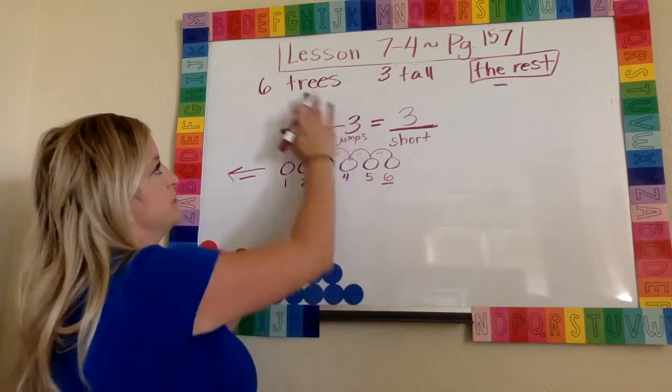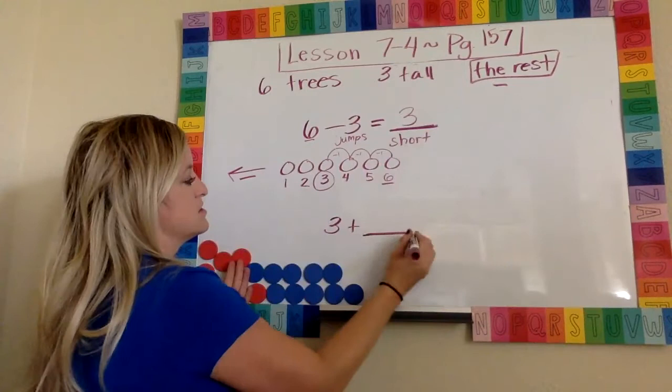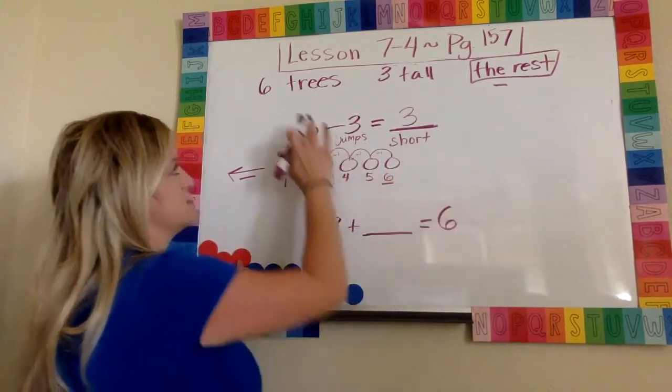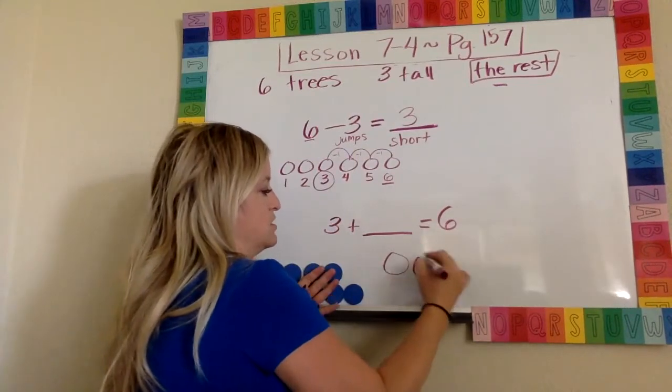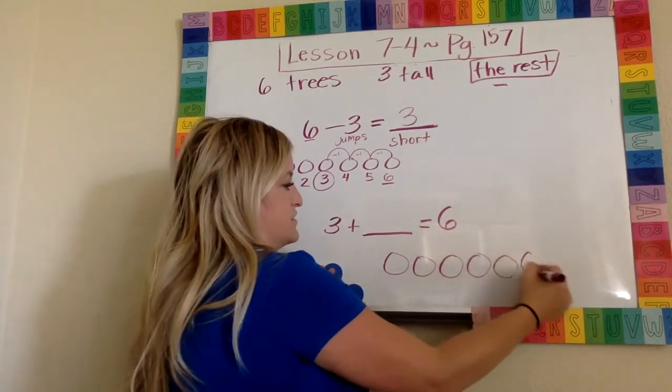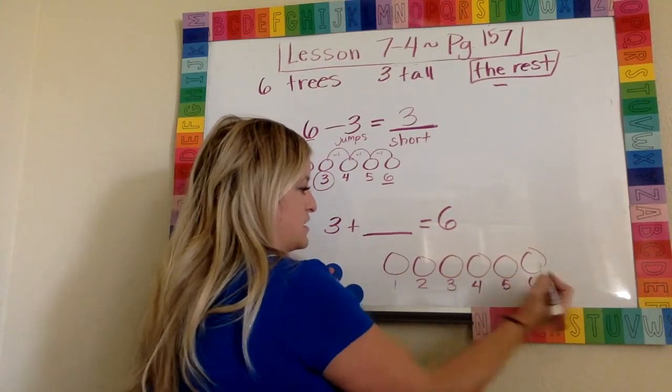Another way that I can flip this around if I don't know is I have 3 tall plus some that are short, and I have 6 total trees. If I'm doing this on the number line, it looks like this. 1, 2, 3, 4, 5, 6.